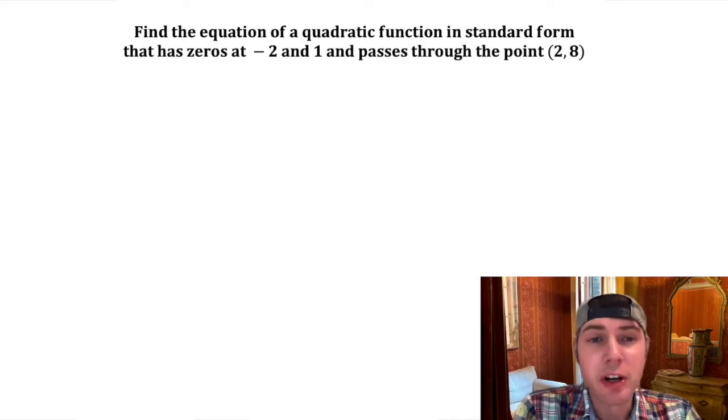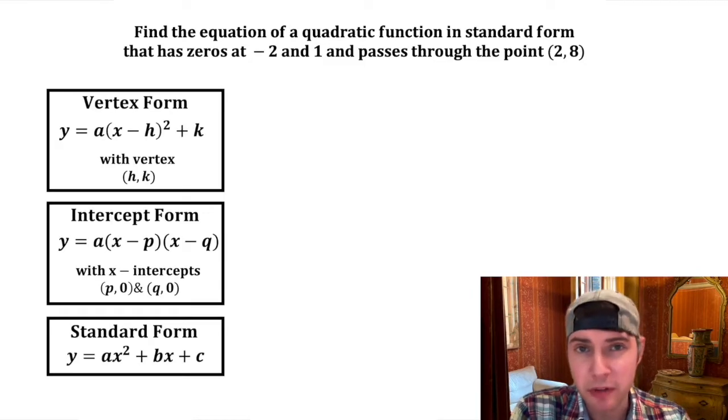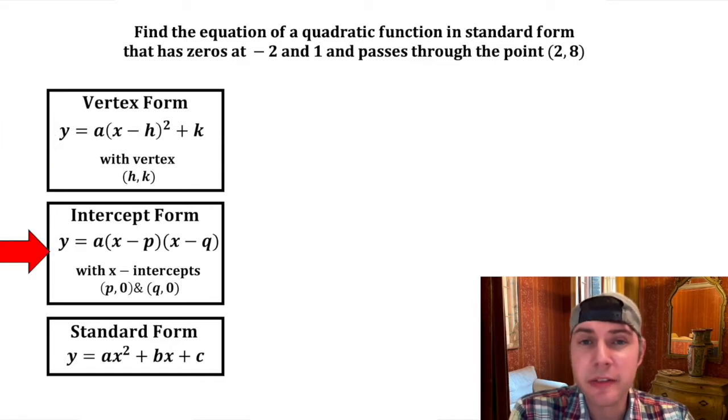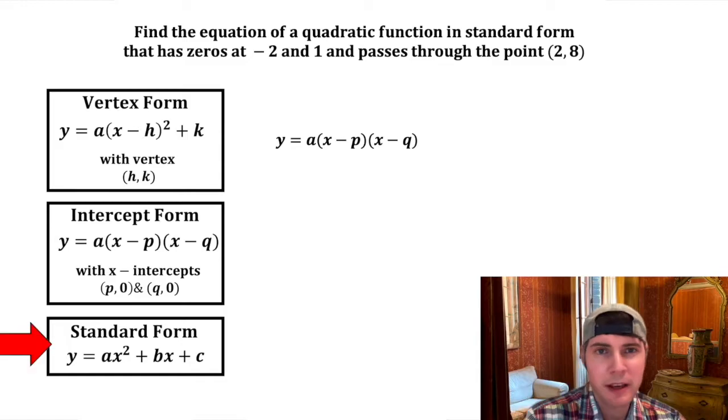Find the equation of a quadratic function in standard form that has zeros at -2 and 1 and passes through the point (2, 8). A quadratic function is a parabola, and there's three popular formulas for them. There's vertex form, intercept form, and standard form. We aren't given the vertex, so we're not going to use vertex form, but we are given the zeros, which ultimately means the x-intercepts, so we want to use intercept form. And this third one is called standard form, and that's what we need to have our answer written in.